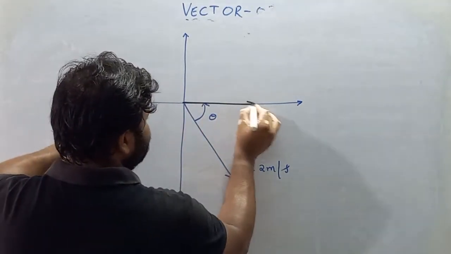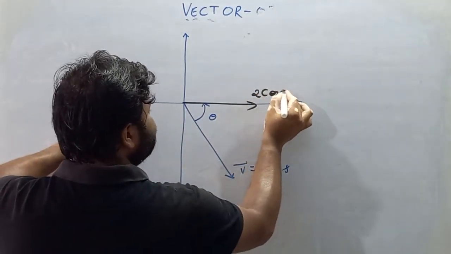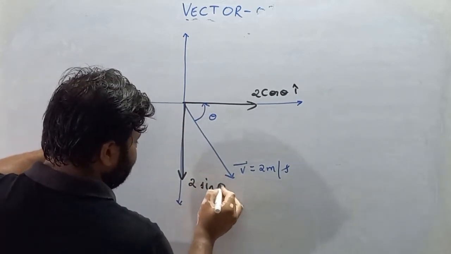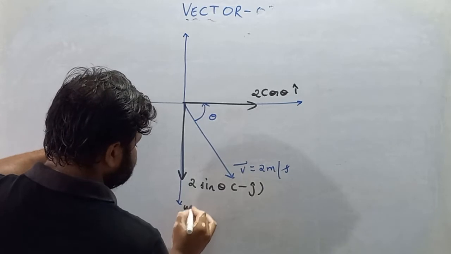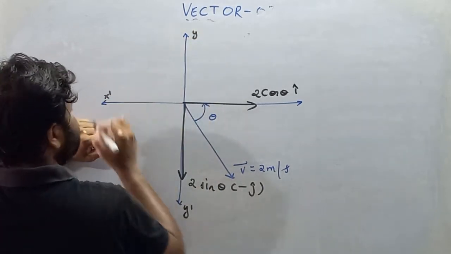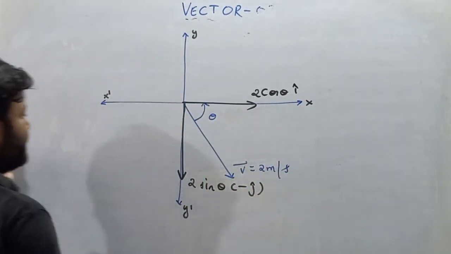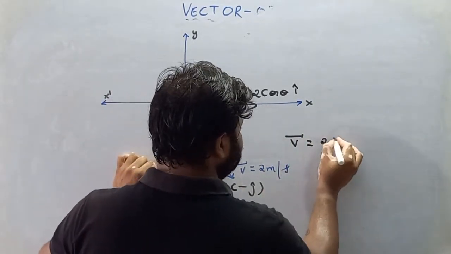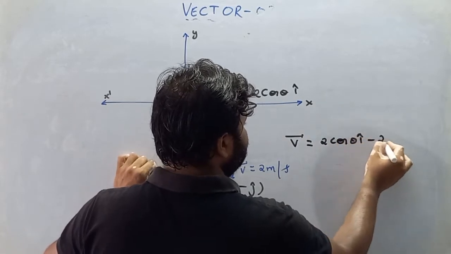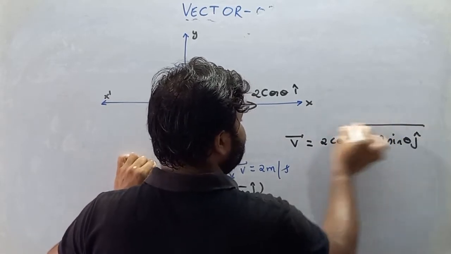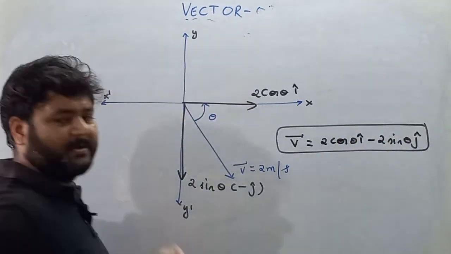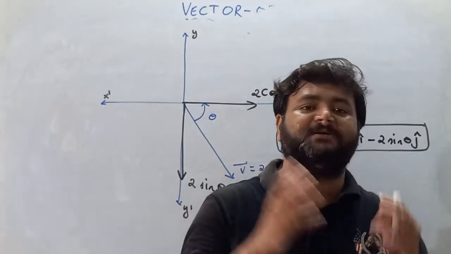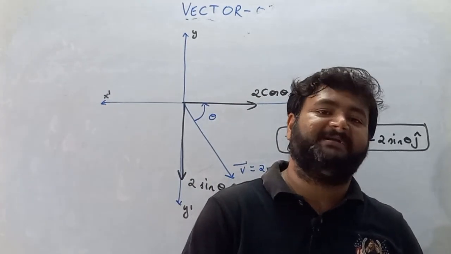So along this side we'll write 2 cos theta i cap, and along this we'll write 2 sin theta minus j cap, because this is y dash, this is y, this is x dash and this is x. So in this situation we'll write v vector is equal to 2 cos theta i cap minus 2 sin theta j cap. I hope you all understand how to make the rectangular components of any vector quantity.